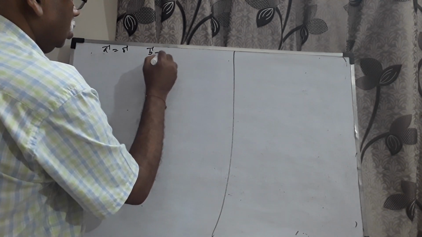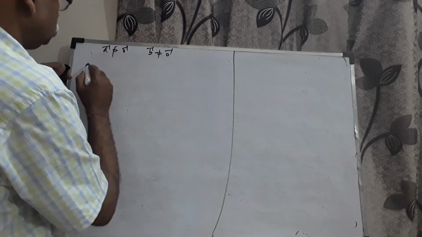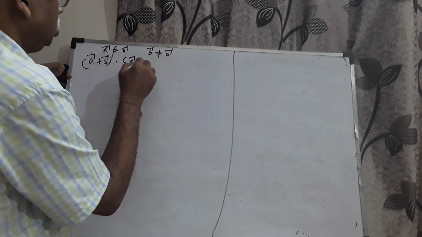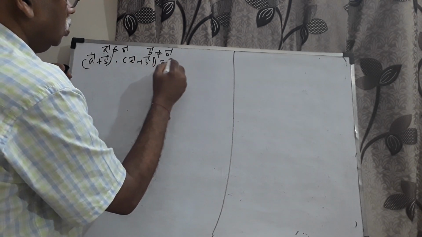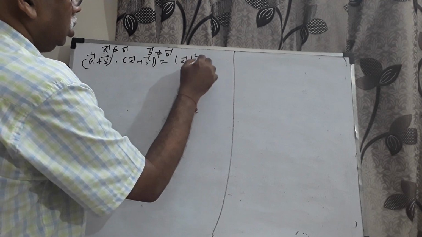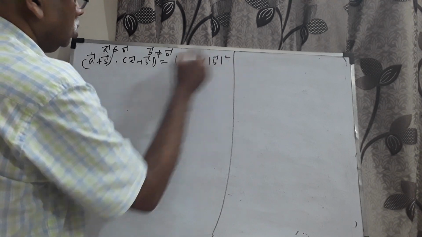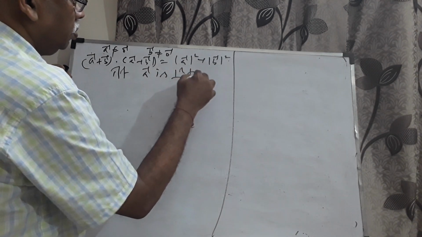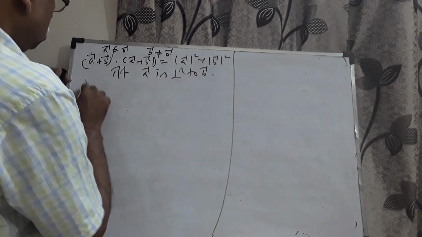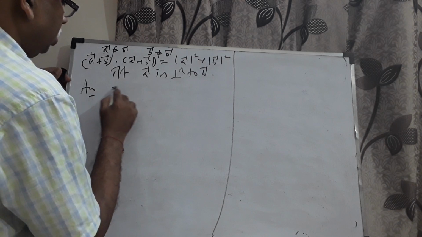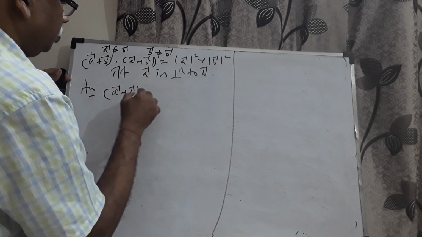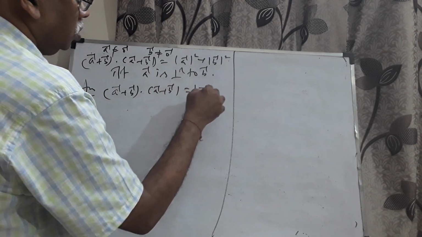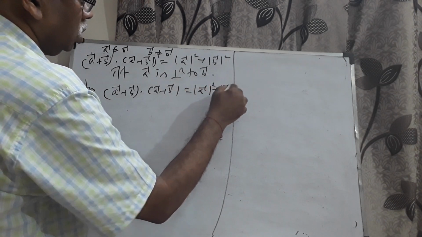Okay, B vector not equal to 0 vector. Then (A + B) dot (A + B) is equal to |A|² + |B|² if and only if A is perpendicular to B vector. Proof is very simple. Let me initially assume (A + B) dot (A + B) is equal to |A|² + |B|².